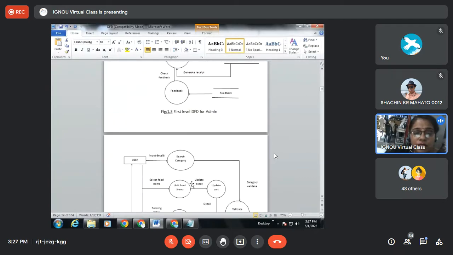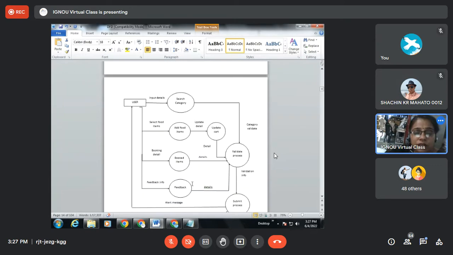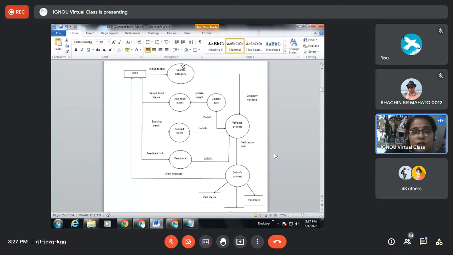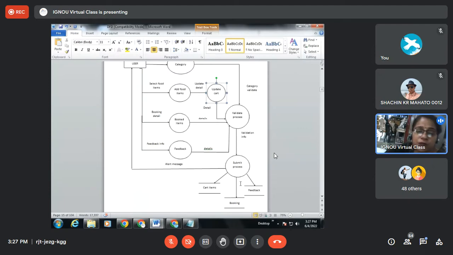So now everything is ready. Now look at this. These four processes, not four, but rather five: one, two, three, four, five. They are all clubbed together under a single process, the validate process, and then it goes further into the submission process.